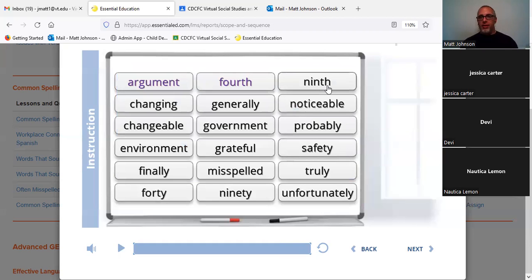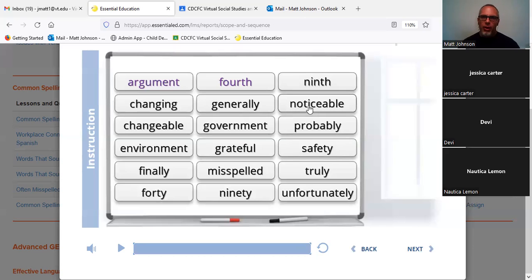Ninth, I'm sure they're talking about the removal of the E for nine, right? N-I-N-E. But for ninth, we remove the E and put TH. Changing, right? We remove the E for the ing ending.